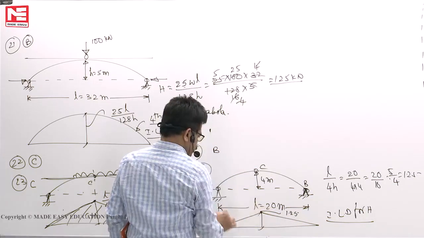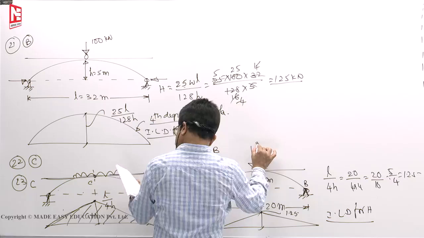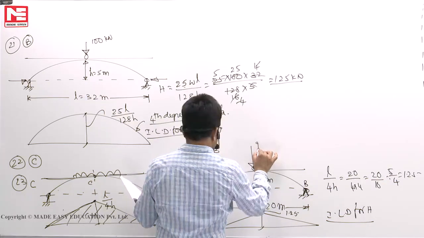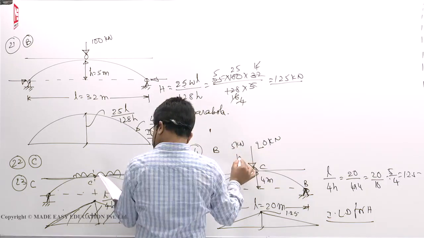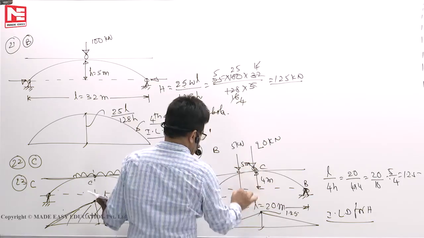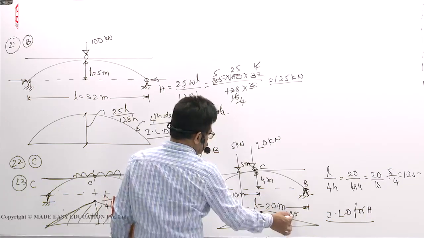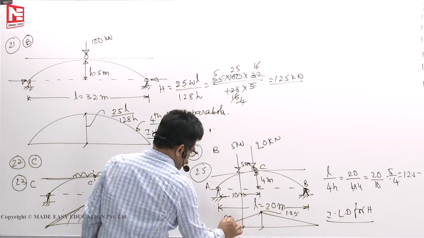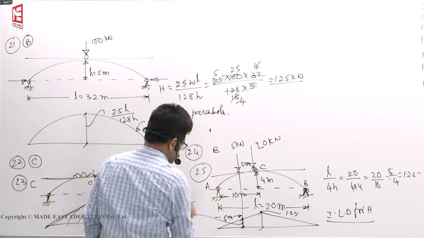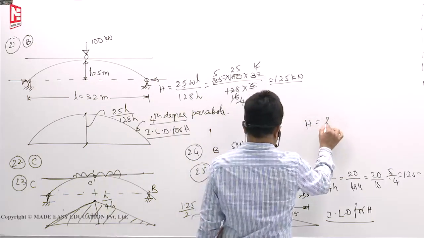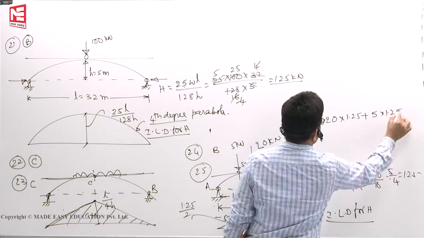Now this is 10 meters. So to get maximum horizontal thrust, keep the greater load here. That means the greater load, 20 kilonewton, let it come here. Then the smaller load you keep here. Space between them is 5 meters apart. This is 10 meters. For 10 meters it is 1.25. For 5 meters, the remaining height is now 5 meters only up to here. Then this height must be 1.25 by 2. Now you see what is the maximum horizontal thrust? 20 into 1.25 plus 5 into 1.25 by 2.